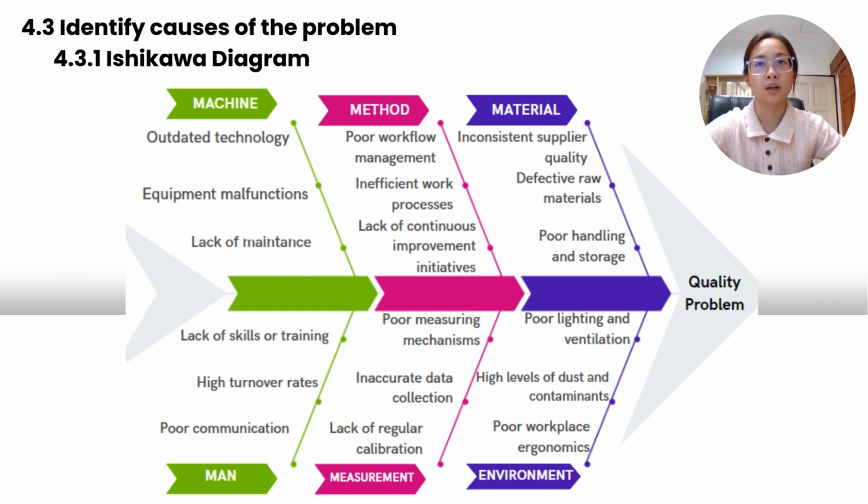For the method category, the issues are poor workflow management, inefficient work process, and lack of continuous improvement in activities. Lack of standardization procedure leads to variability in product quality, as different employees may follow different methods.